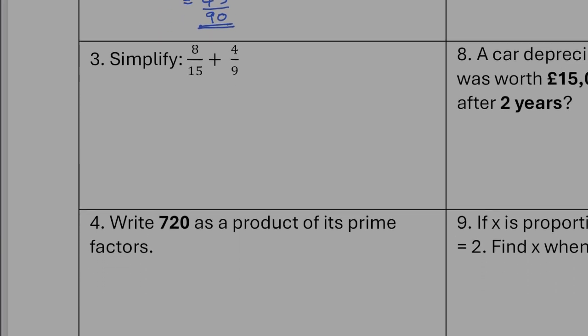Right, question 3. Simplify 8/15 plus 4/9. To do this, I'm going to put them over the same denominator. I'm looking for the lowest common multiple of 15 and 9, which is going to be 45. If you've not spotted that and you've done 9 times 5, that's okay. You just need to simplify at the end. So I times the first fraction by 3, so that's going to give me 24. And then I've timesed the second fraction by 5, so that would give me 20. Then if I add those two together, 24 plus 20 would be 44 out of 45.